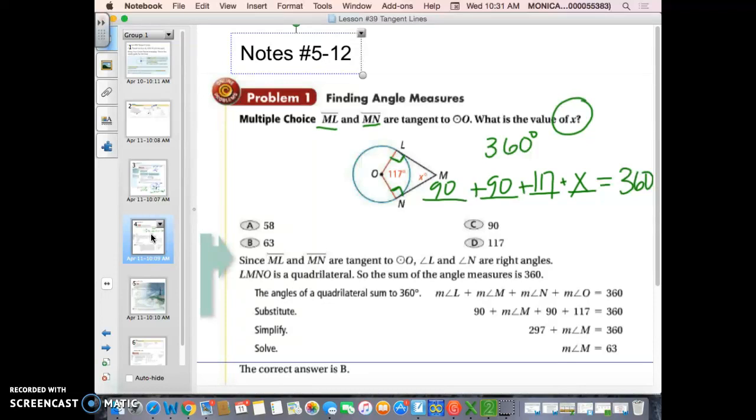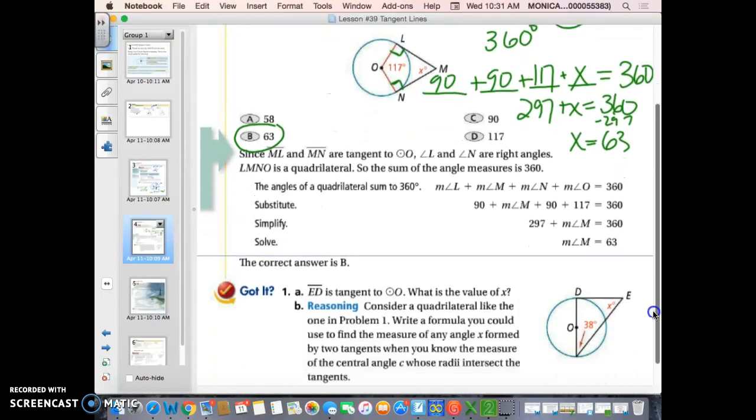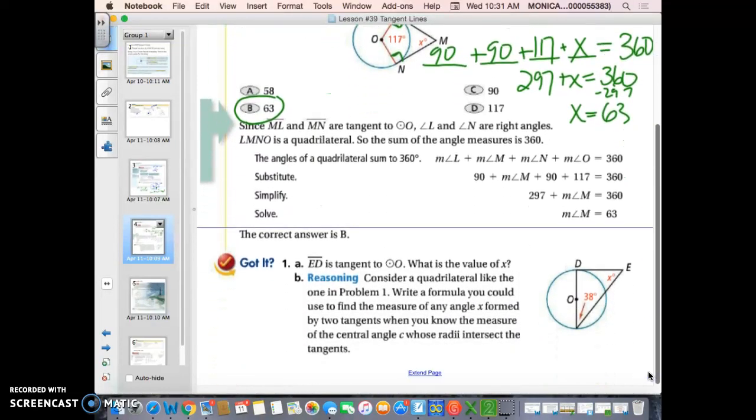So I fill in 90, 90, 117, and X. 90 plus 90 is 180. Plus 117 is 297. So when I subtract out, I get X equal to 63. So that is the correct answer here, and it's worked out again another way downstairs.